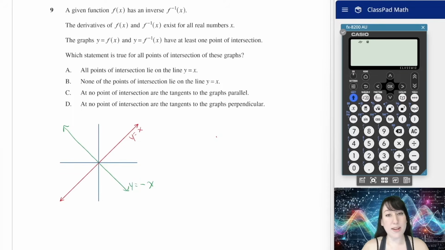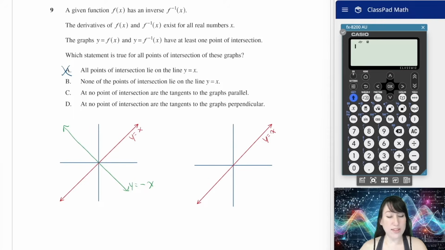The line y equals minus x is its own inverse, and so it intersects itself at all points, including points that are not on the line y equals x. So we can rule out option A. Option B says, none of the points of intersection lie on the line y equals x.